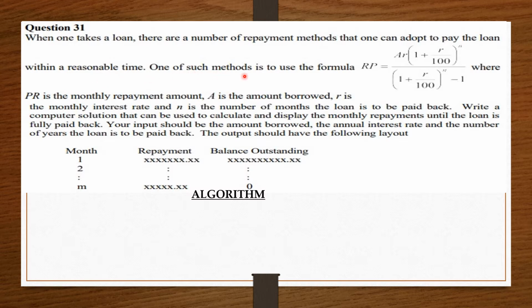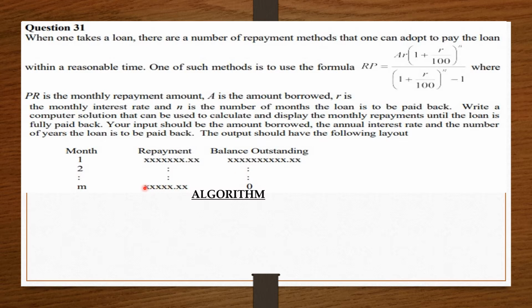One such method is to use the formula where RP is the monthly repayment amount, A is the amount borrowed, R is the monthly interest rate, and N is the number of months the loan is to be paid back. Write a computer solution that can be used to calculate and display the monthly repayment until the loan is fully paid back. Your input should be the amount borrowed, the annual interest rate, and the number of years the loan is to be paid back. The output should have the following layout.